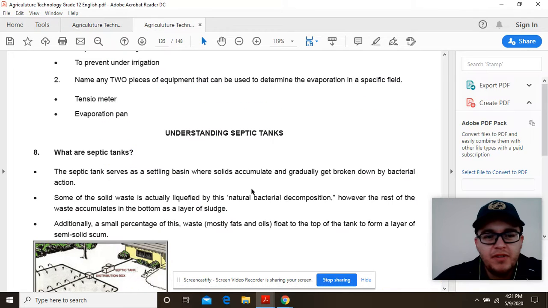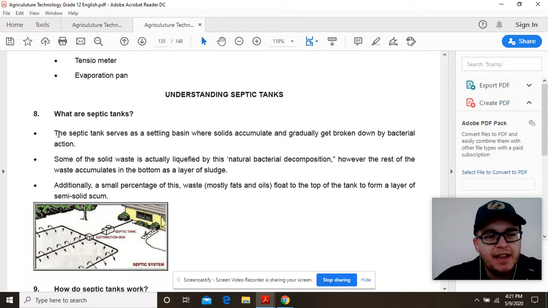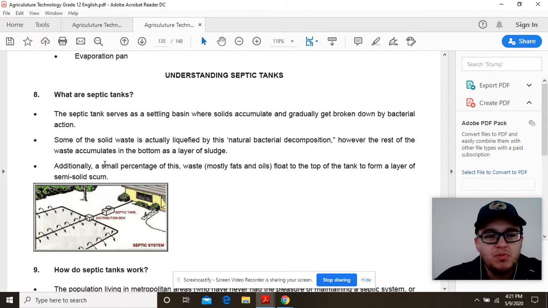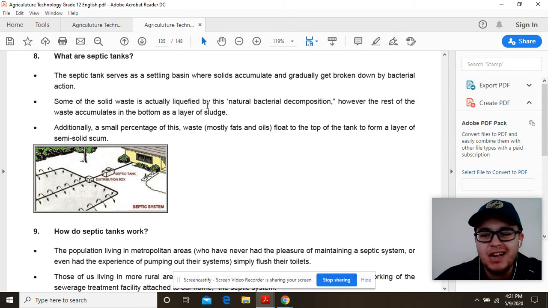What is a septic tank? The septic tank serves as a settling basin where solids accumulate and gradually get broken down by bacterial action. Some of the solid waste is actually liquefied by its natural bacterial decomposition. However, the rest of the waste accumulates at the bottom as a layer of sludge. Additionally, a small percentage of this waste, mostly fats and oils, floats to the top of the tank and forms a layer of semi-solid scum.